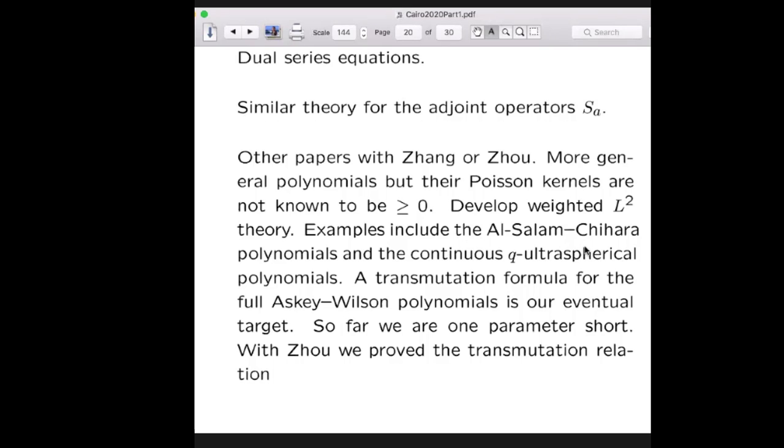So we also did the continuous q-ultraspherical polynomials, and eventually what we really want is a transmutation formula for the general Askew-Wilson. So this we don't know. We're way far away from that. But we hope, you know, we'll get to it one day.